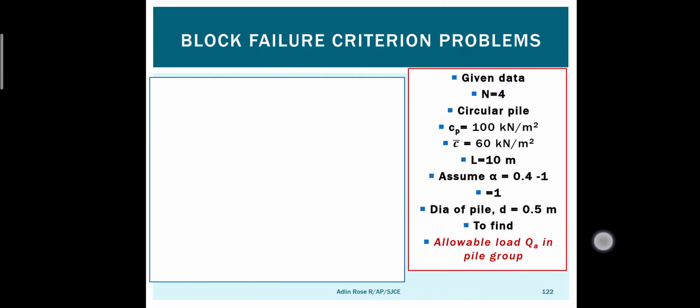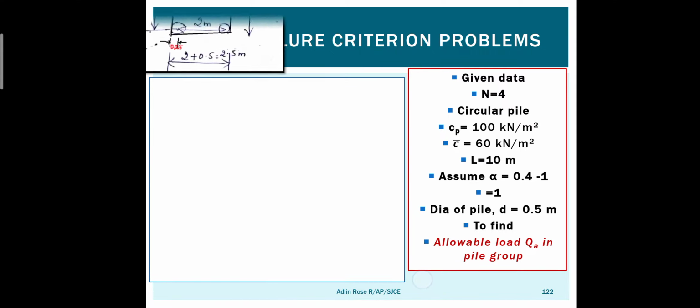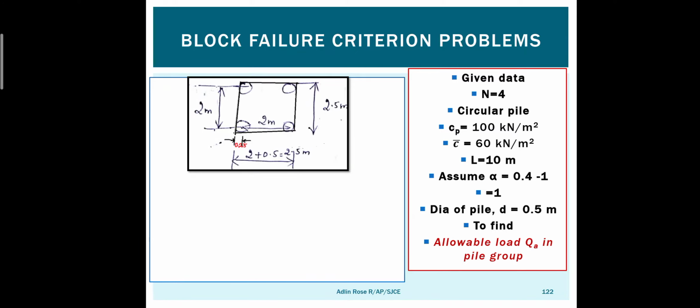So we will solve the problem. Okay. First, it is better to draw the pile. This is the top view of the pile group. 4 piles placed at the corners of the pile cap. Correct? All 4 piles.